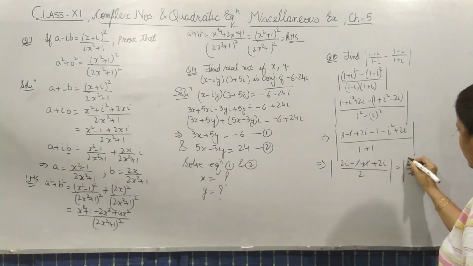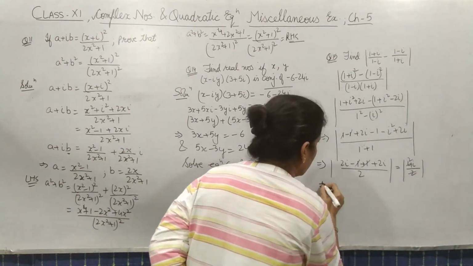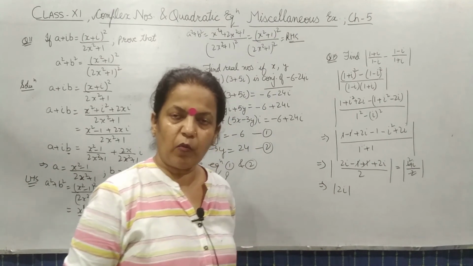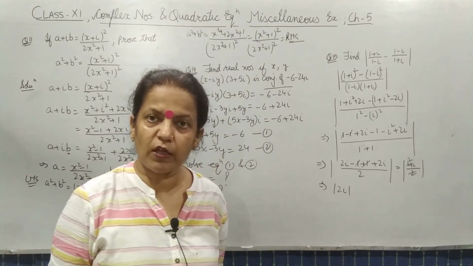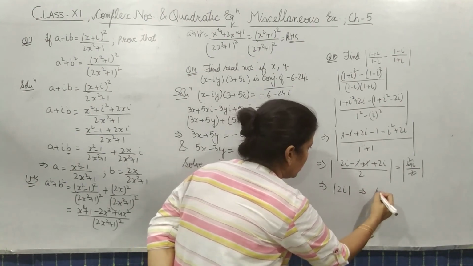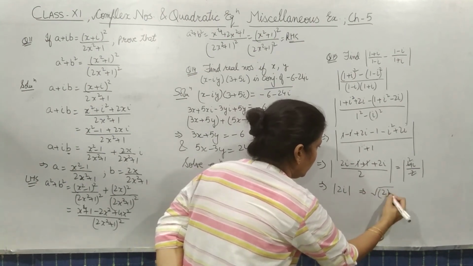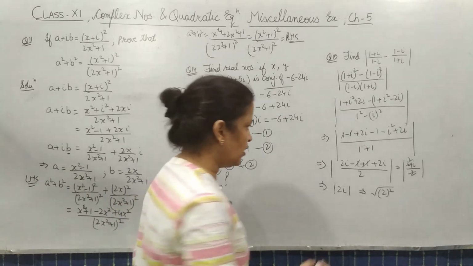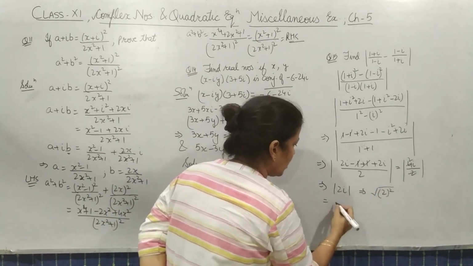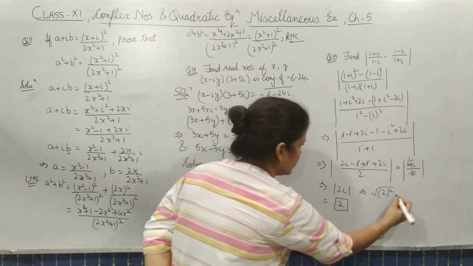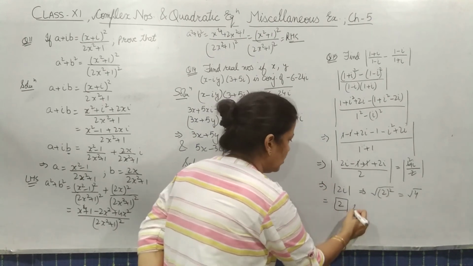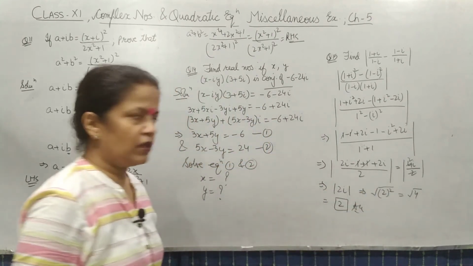Now we have to find out the modulus of 2i. What is modulus? Square root of a square plus b square. So here it is square root of 2 square, a square plus b square. So this is equal to root of 2 square. So this is equal to 2, root of 4. So this is the answer.